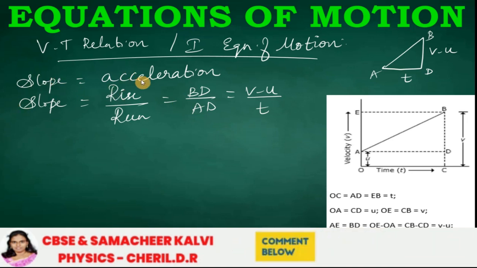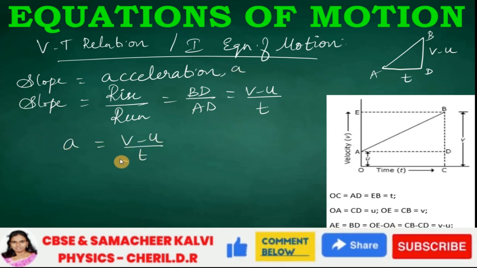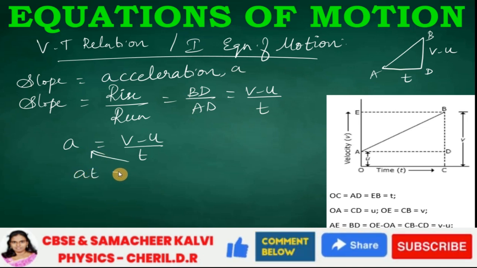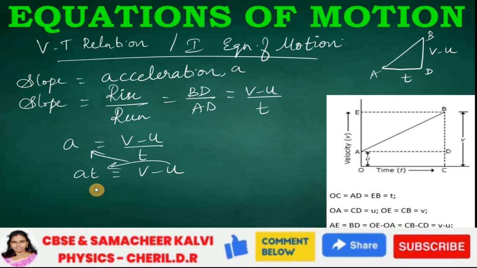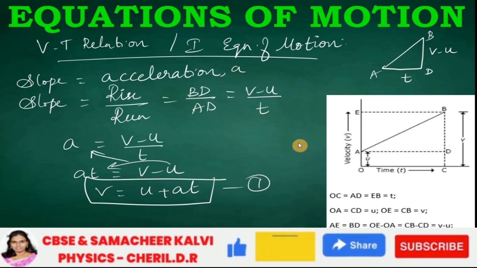Slope is acceleration. Slope is this, V minus U by T. So A is equal to V minus U by T. Taking this to the other end, AT is equal to V minus U. So take this there. You will have V is equal to U plus AT. Is it clear, children? Yes. Please try solving it once you listen to this video.